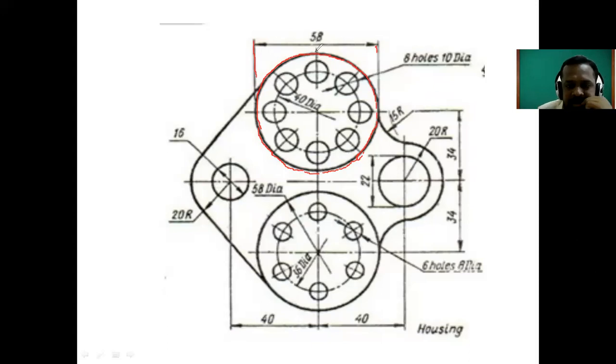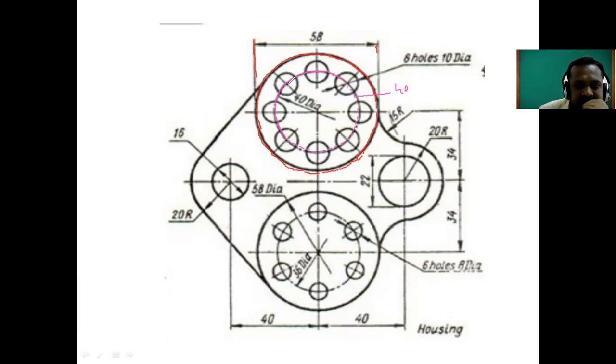Then see here, again they have given the diameter of this dotted circle. What is the diameter of this dotted circle? Yes, 40. It is the 40. Then how to draw these circles? Which commands are required to draw this?